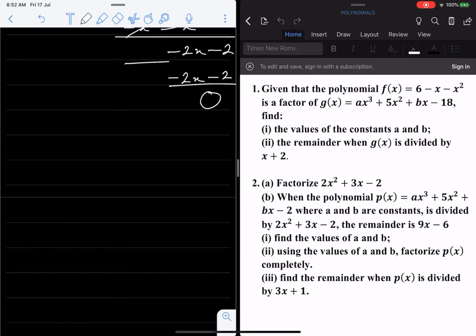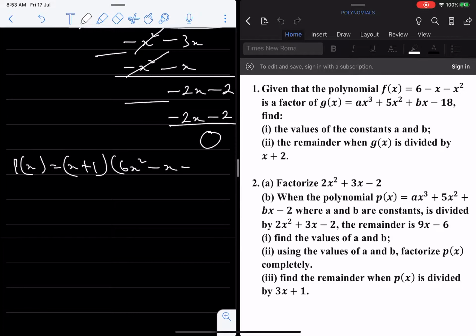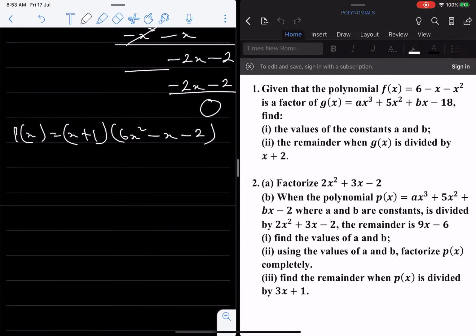So that means P of x is the same as x plus 1 times 6x squared minus x minus 2. And I'm going to factorize 6x squared minus x minus 2. That becomes 6x squared plus 3x minus 2x minus 2.